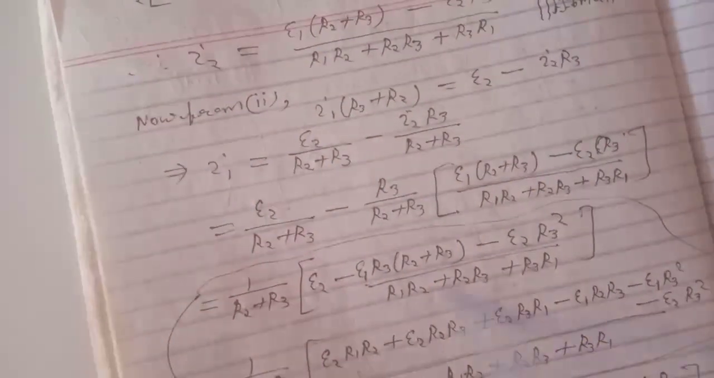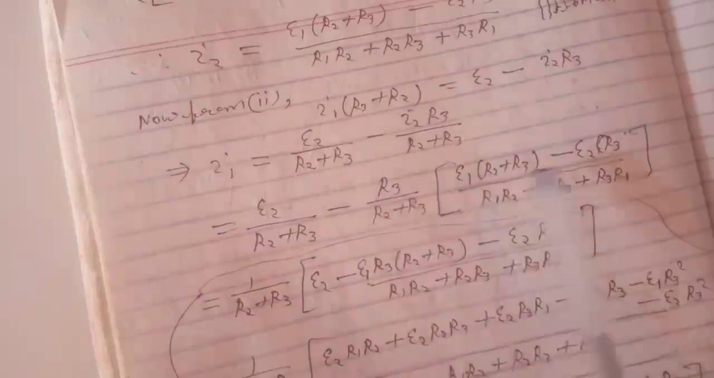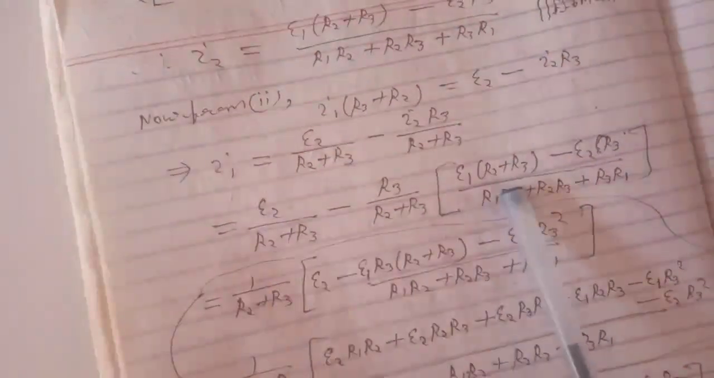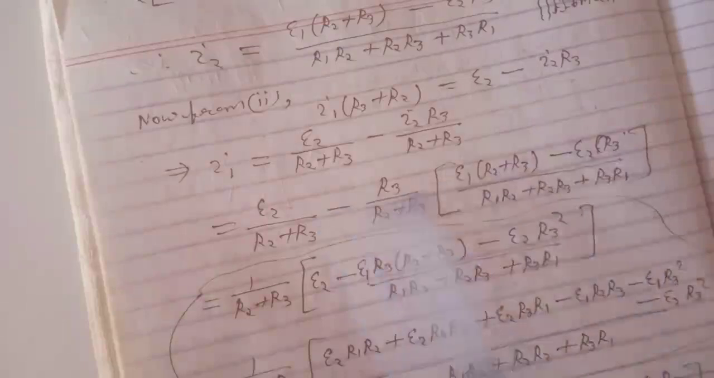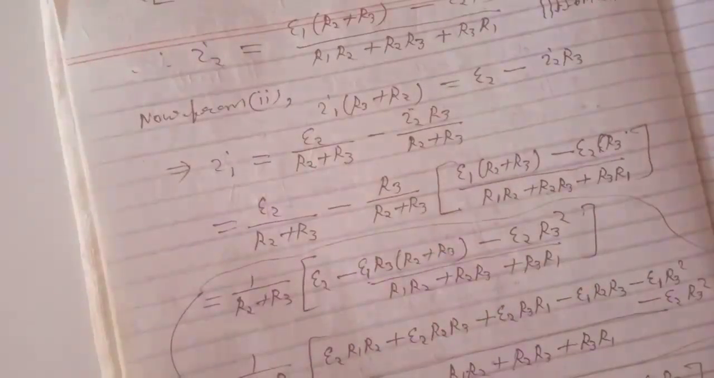So we have the value of I1 in formula form. Because all the resistances, E1 and E2 are given, we can find the value directly using the numerical values.